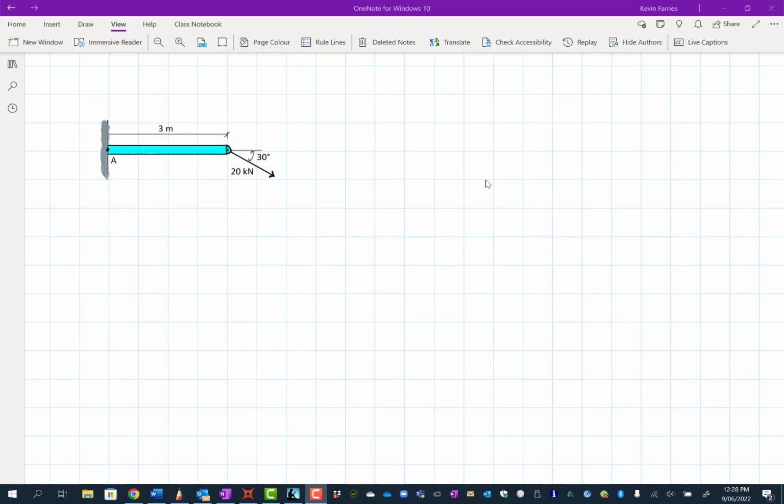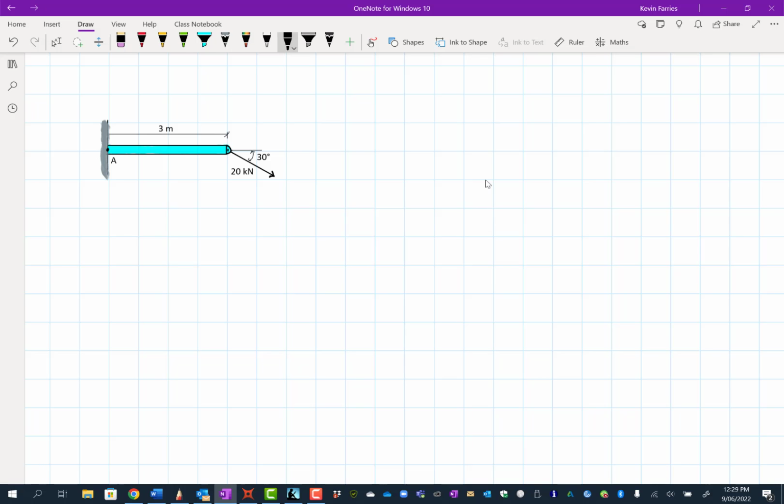So we just learned about the principle of transmissibility. It doesn't matter where a force is applied as long as you keep the same line of action through the force. And also that for a force at an angle, you can calculate the moment, but you need to use the lever arm, that's the shortest distance to the line of action. So let's have a look at solving a little problem using those rules.